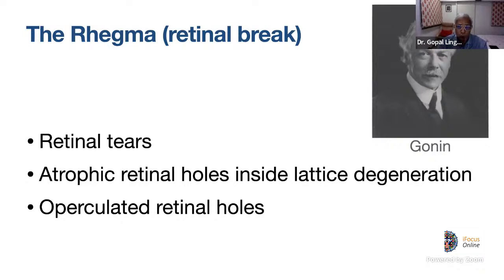So we know that the holes that can lead to retinal detachment could be retinal tears, which are usually caused by vitreous traction, or they can be atrophic retinal holes inside a lattice degeneration, or they can be operculated retinal breaks where the traction has got relieved and the operculum is free floating in the vitreous cavity, but primarily this hole is also caused by vitreous traction.